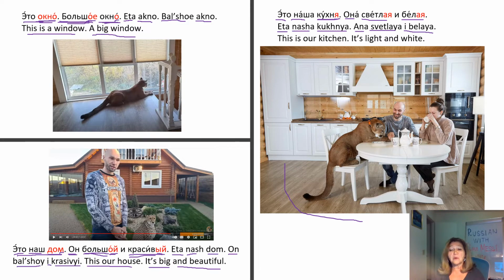So let's review our colors as well. And here it is. Кухня. Она. The personal pronoun она. And the ending of the adjective is ая. Она светлая и белая. Это наша кухня. Она светлая и белая.